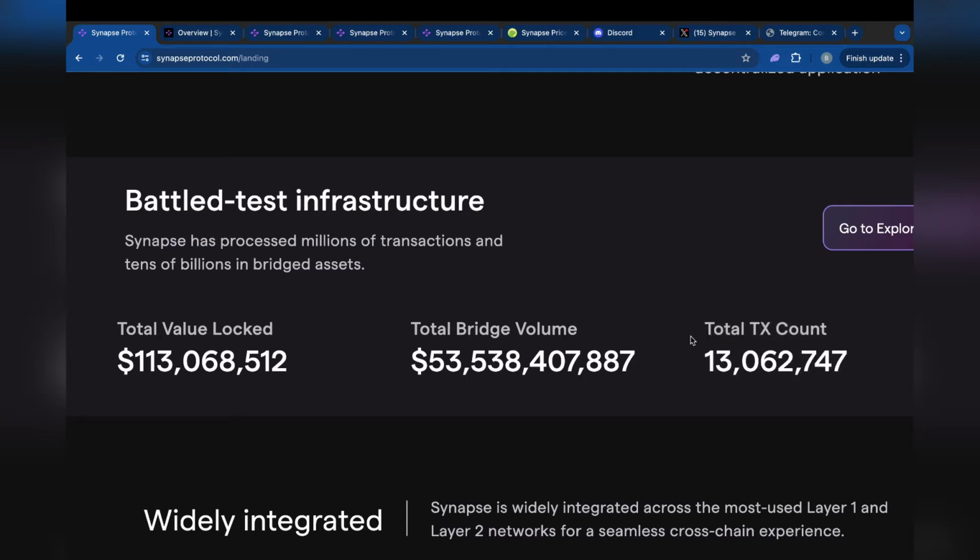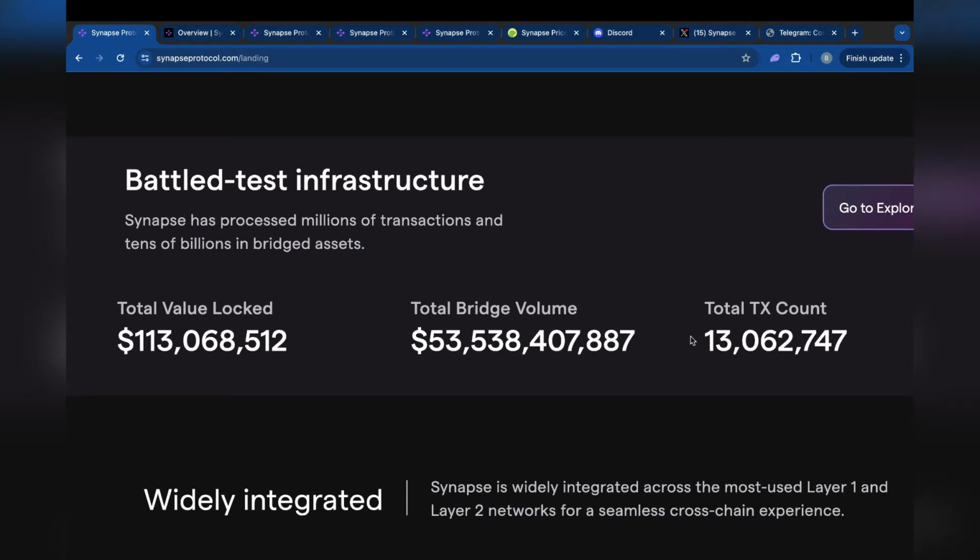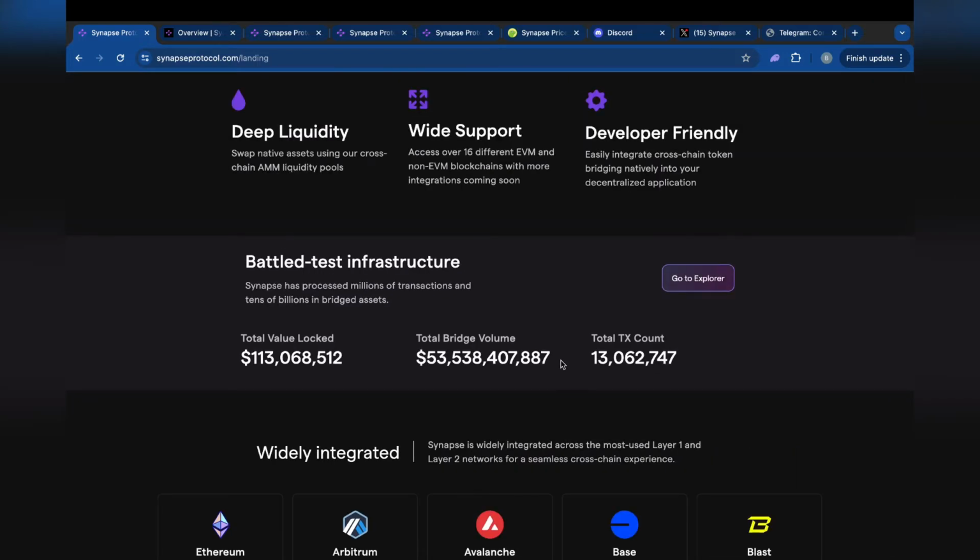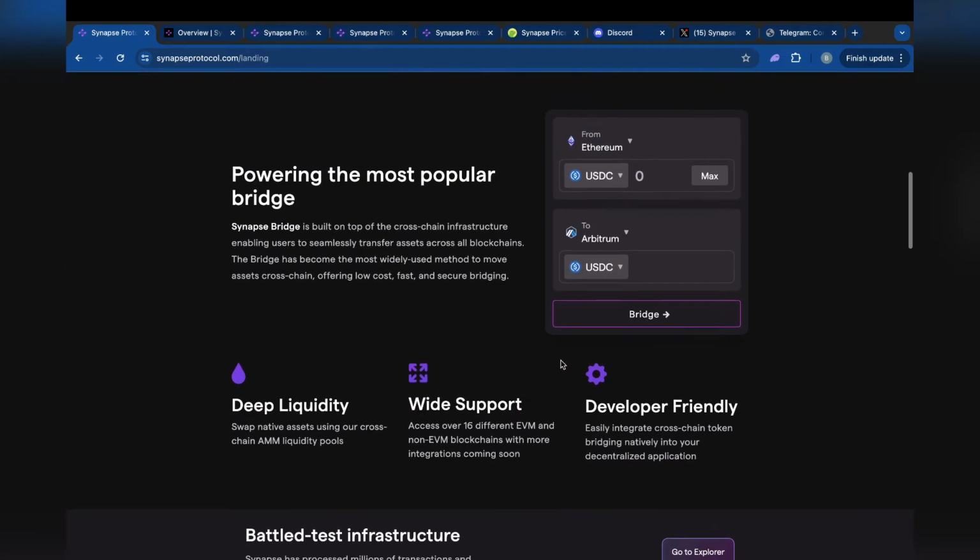It's clear from this data that Synapse is not just a small project in development, it's already playing a significant role in the crypto ecosystem. I really like that they emphasize user experience by keeping the site smooth and informative without overwhelming visitors with too much data. Now let's talk about Synapse protocol's vision.